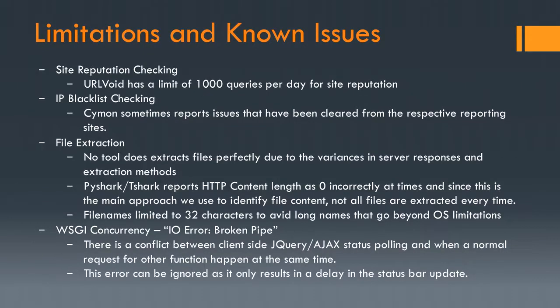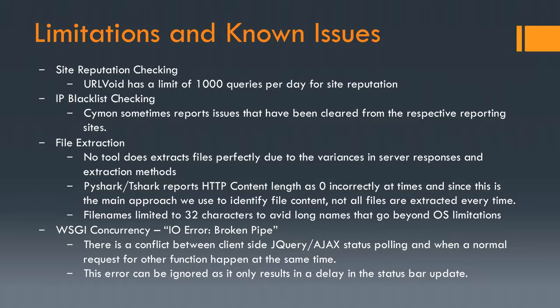So quickly, I'll cover some of the limitations and known issues. I covered it a little bit earlier. URL void only has a limit of 1,000 queries per day. I took care to reuse existing queries so that if we had a list of 2,000 entries but only 500 of them were unique, we're only querying each of those one time to save valuable query resources. From blacklist checking, Simon sometimes reports issues that have already been cleared. We'll see that more in the demo.